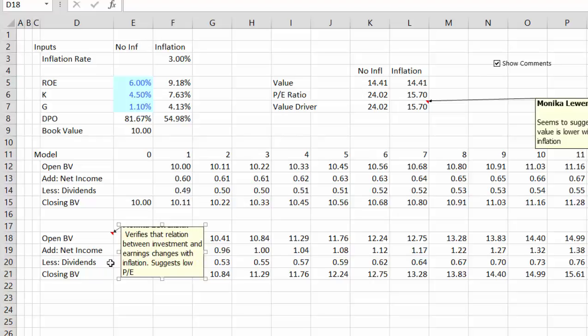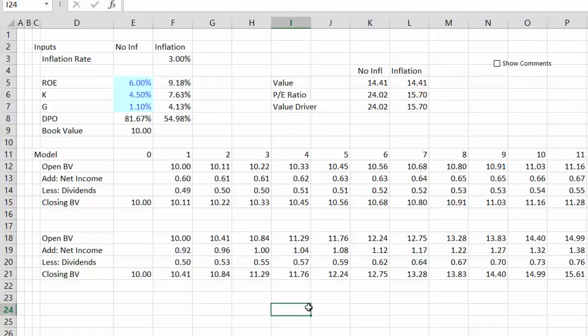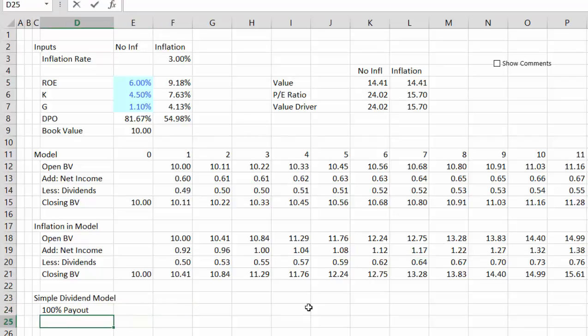Now let's get a little more confused. Now let's put inflation in the model. Now, how about we put a simple dividend model? If we pay out all our dividends, we'll just put 100, and we'll put no inflation. Okay, let's put 100.